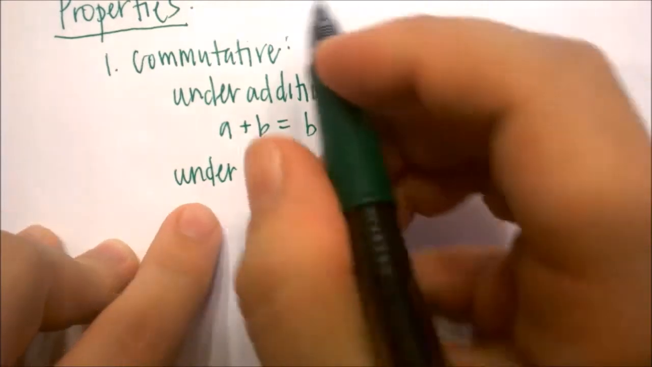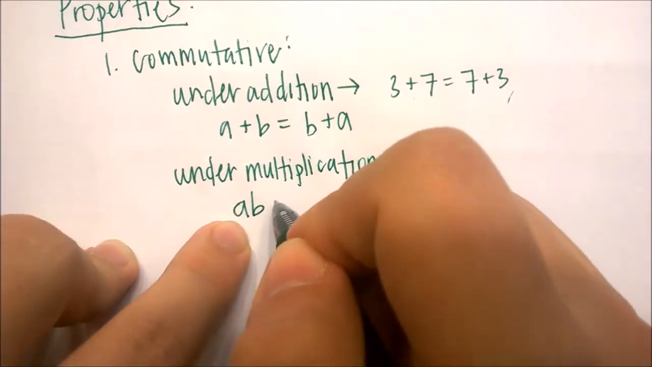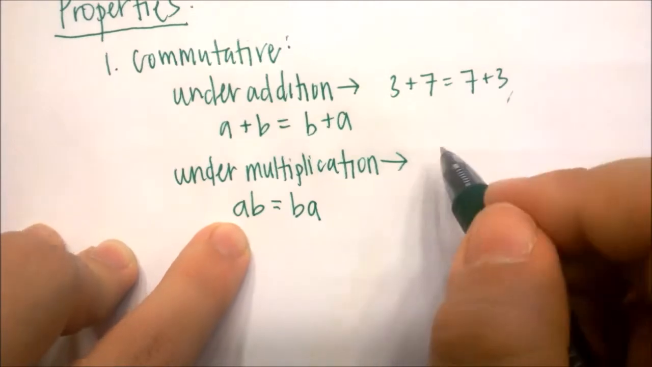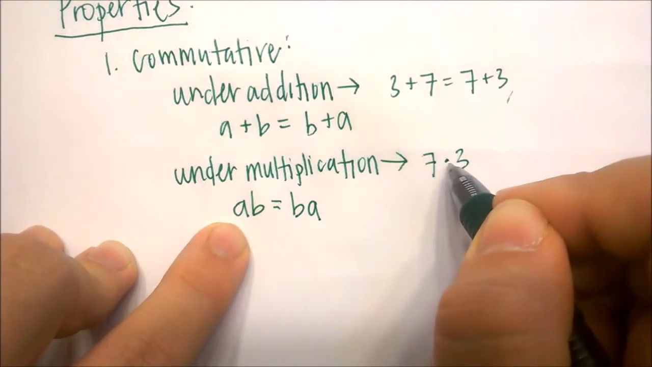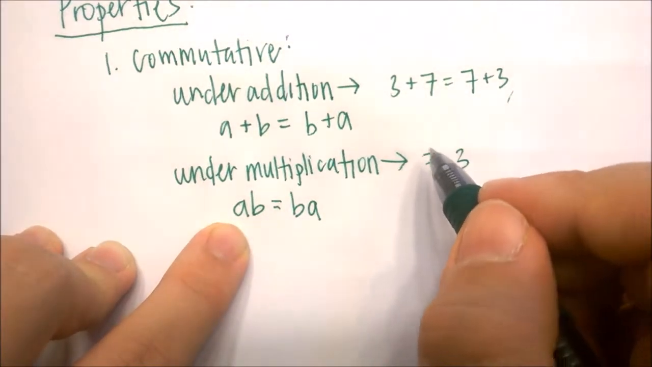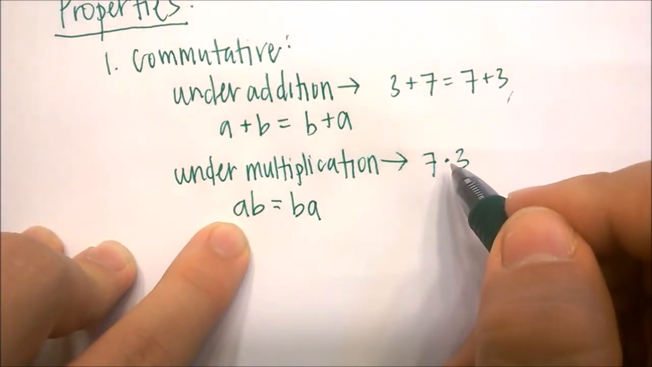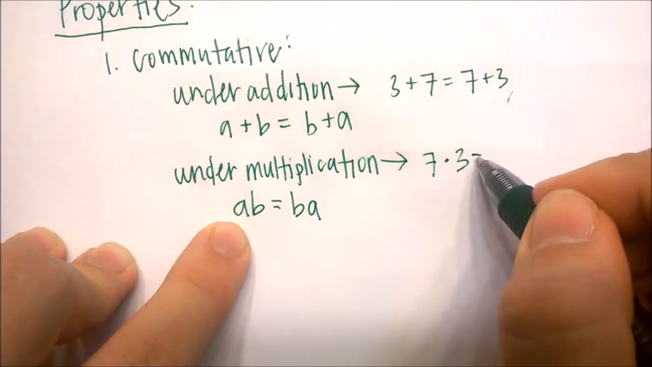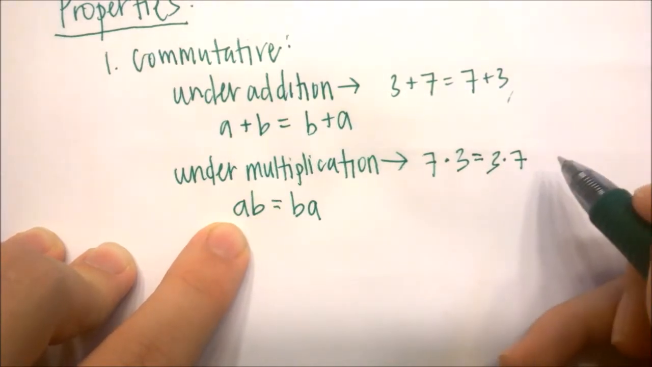Same concept here. If we take A and multiply it by B, we're going to get the same exact thing as if we take B and multiply it by A. So 7 times 3, and we're going to use a dot here. You might be used to using an X, but start getting used to using a dot because it's going to be the standard for multiplication. So 7 times 3 equals 3 times 7. These are both 21. We know that.